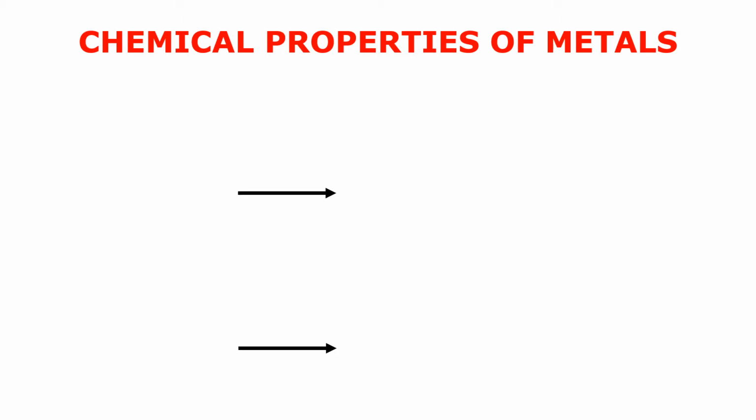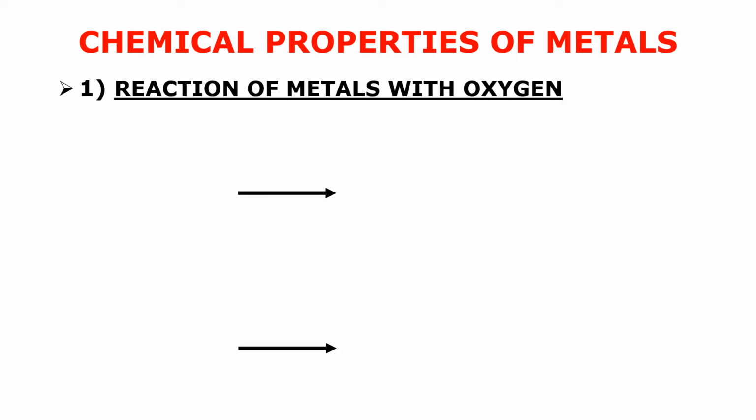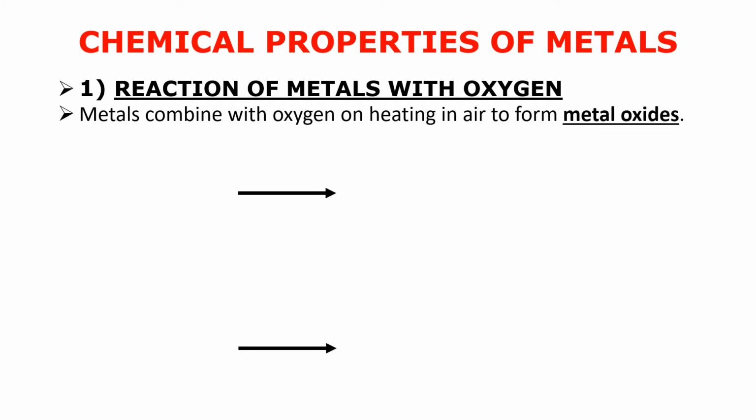Now we move on to the chemical properties of metals. Okay. So let's see the first one: reaction of metals with oxygen. Again, this you have done in your 9th standard. So what happens when metals react with oxygen? Simple. When metals react with oxygen, they will form their oxides. So metals react with oxygen to form oxides.